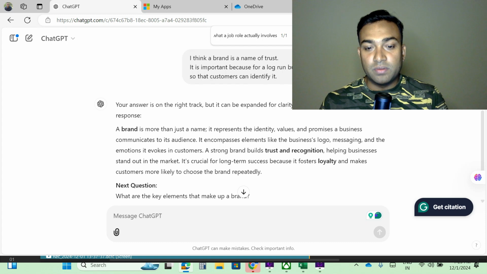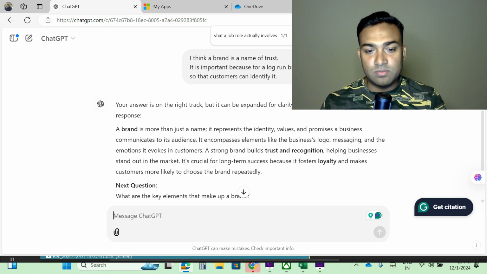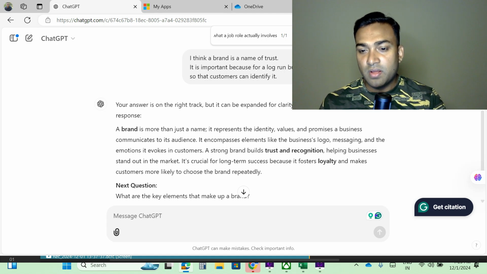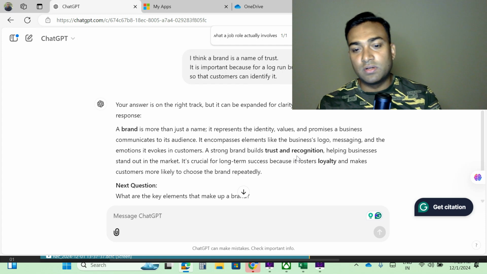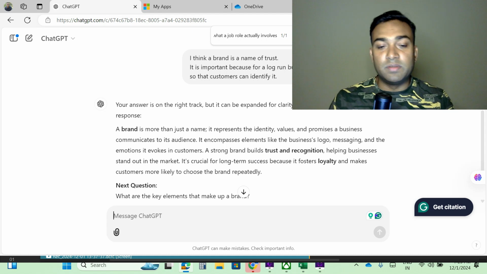It encompasses elements like the business logo, messaging, and the emotions it evokes in customers. A strong brand builds trust and recognition, helping a business stand out in the market. It is crucial for long-term success because it fosters loyalty and makes customers more likely to choose the brand repeatedly.